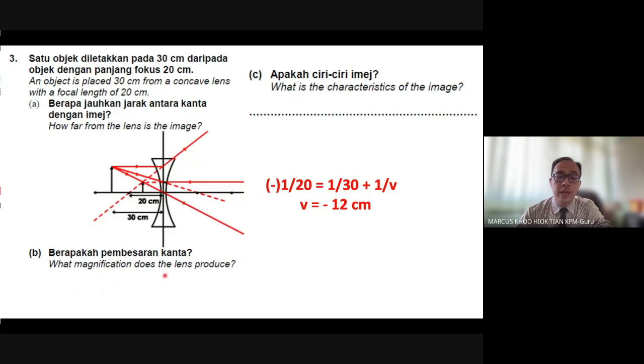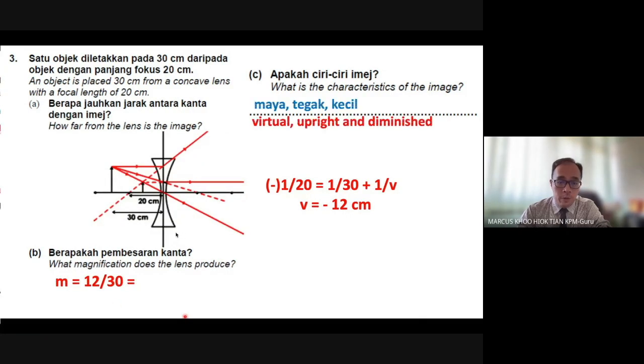Now, what magnification? Remember, magnification is always V over U. Doesn't matter whether it is bigger or smaller. It is always V over U. Our V is 12, our U is 30. So our magnification, we will get 12 divided by 30, which is actually less than 1. 12 divided by 30 is 0.4. So this is 0.4 over here.